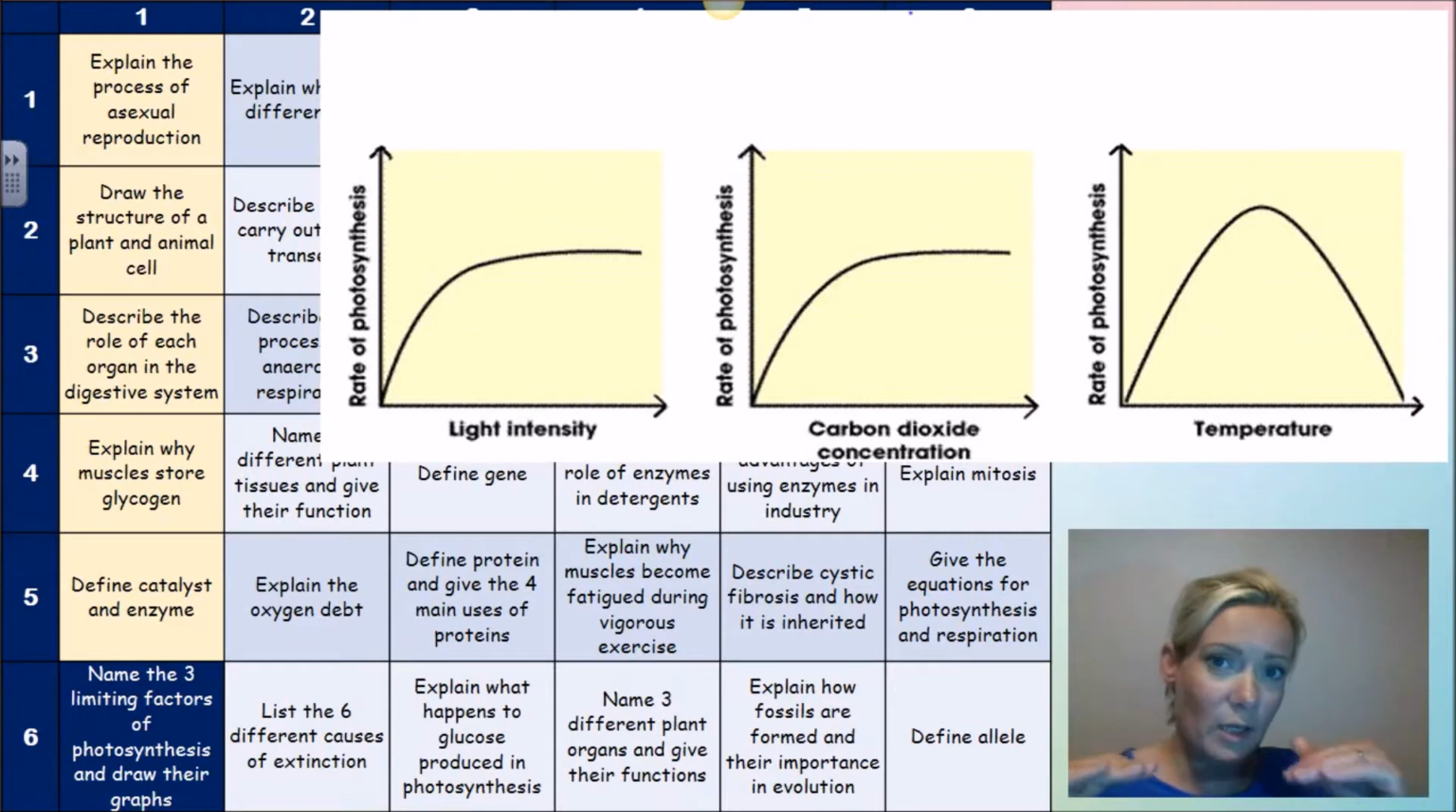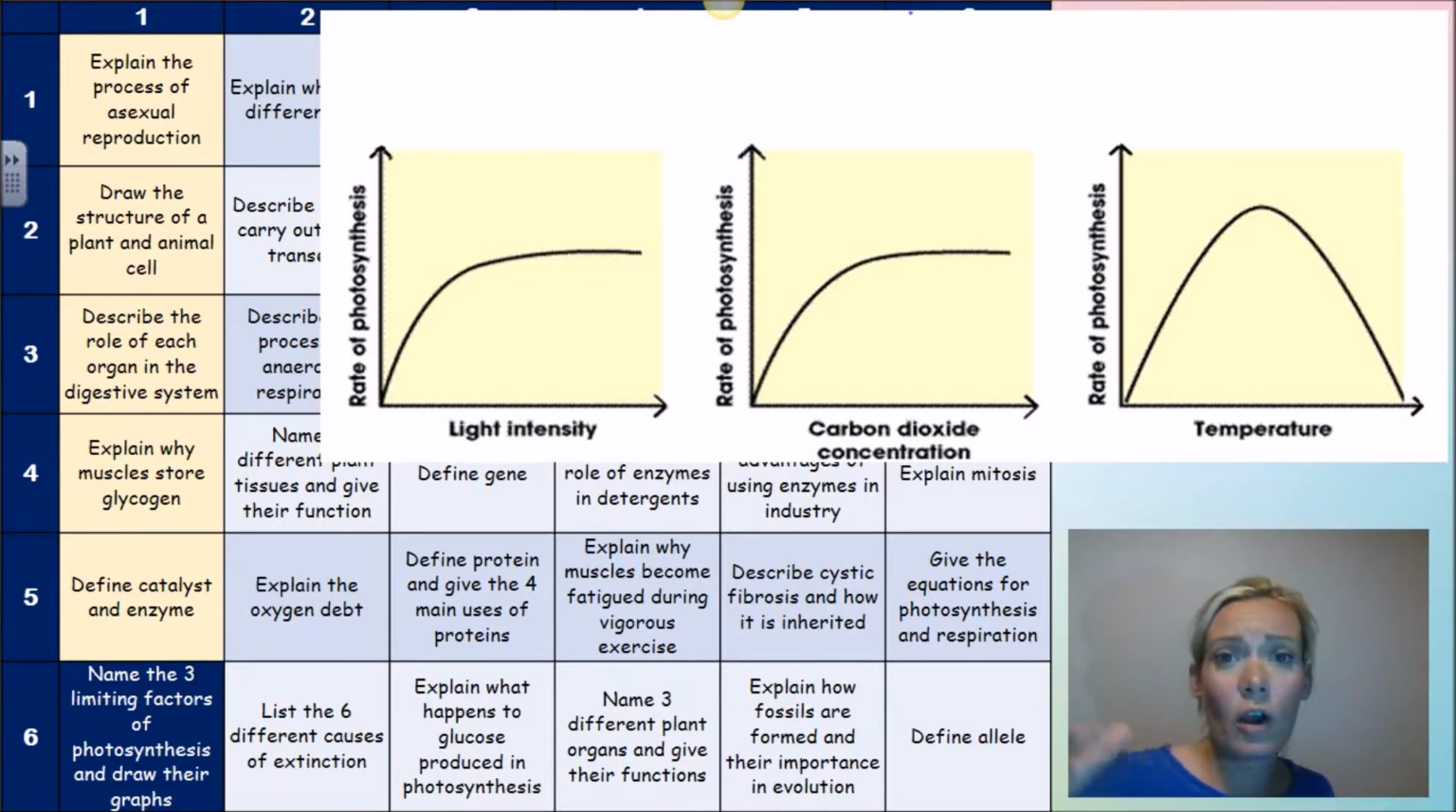Then it starts to plateau and level off, and that's because something else has now become a limiting factor. So it could be the level of carbon dioxide. So although you've got increasing light going ahead, actually you haven't got enough carbon dioxide, so that's now limiting the rate of photosynthesis and it's remained stable. The graph for carbon dioxide concentration looks exactly the same. So again, as you increase carbon dioxide, the rate of photosynthesis is going to keep increasing. However, something else is going to limit it and it's going to go flat. Okay, so again, in that case, it could be light intensity.